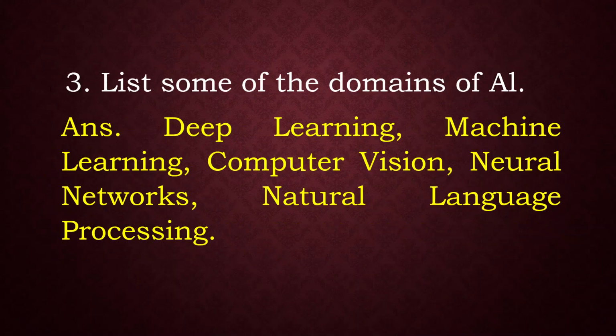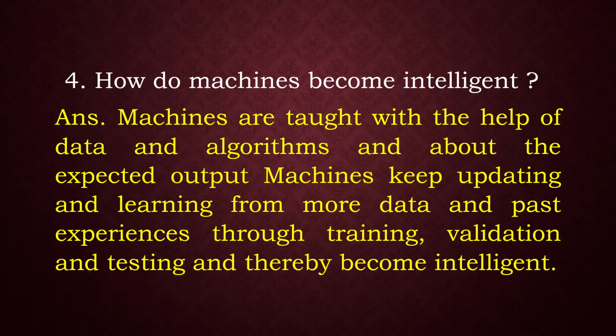Third question, list some of the domains of AI. So some domains of AI are deep learning, machine learning, computer vision, neural networks, natural language processing. Fourth, how do machines become intelligent? So machines are taught with the help of data and algorithms and the expected output. Machines keep updating and learning from more data and past experience through training, validation and testing and thereby become intelligent.